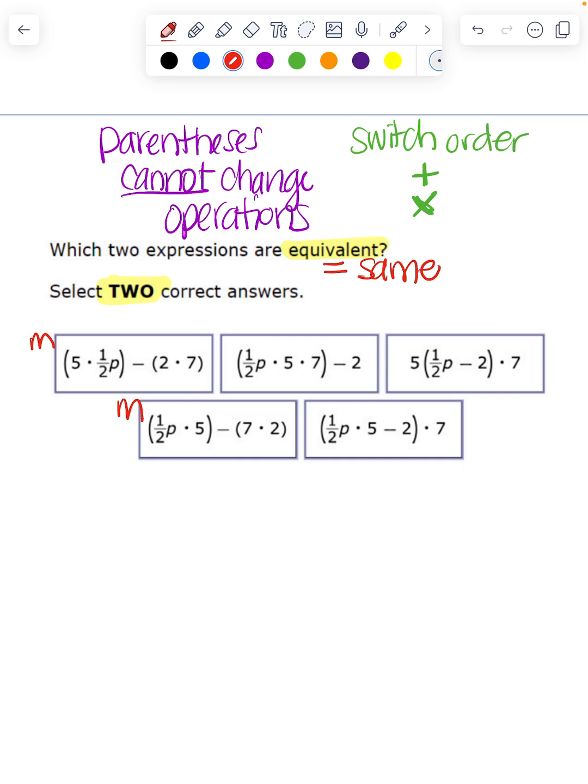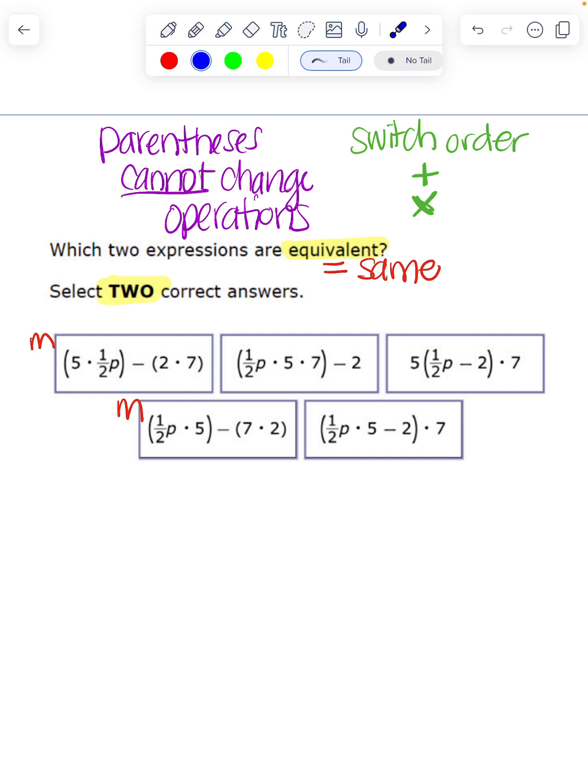And I'm just gonna check this last one. So again, I'm still trying to match this first piece of this first one. So again, I have parentheses. I'm looking for 5 times 1/2 p. Here's parentheses, and I have the 1/2 p and the 5, but they've added a -2. You can't add anything else to those parentheses, so that one also does not match.